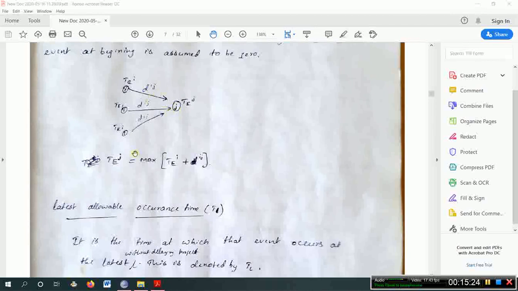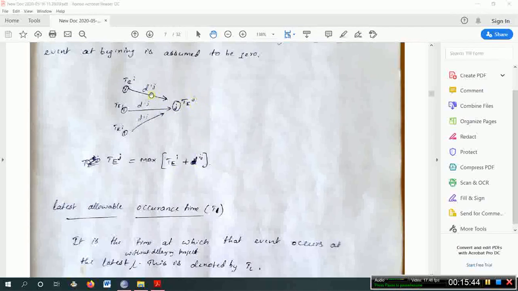Okay, J is the end event. So in this case, if more than one activity ends at an event, you need to consider the maximum time among these three. Tij is nothing but Ti plus Dij. Ti plus Dij will give you this answer.